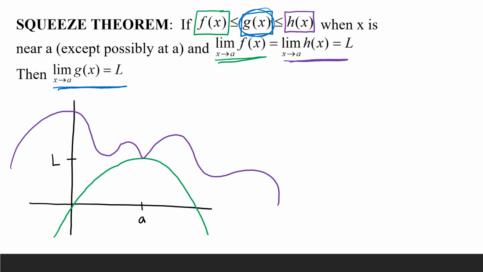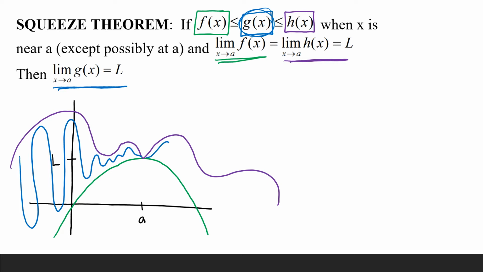And then I have some other function that is squeezed in between these two functions. So it's greater than f of x, but it's less than h of x. It can be doing any crazy thing between these two functions, but as it approaches a, it gets squeezed in between them. So if we can evaluate the limits for f of x and h of x, and we know that g of x is between them, we can also find the limit for g of x because it's being squeezed.